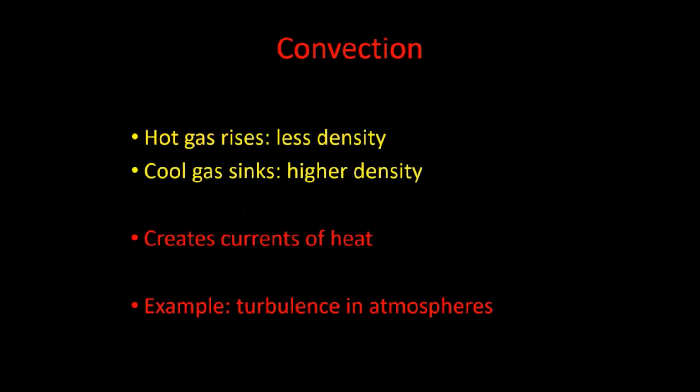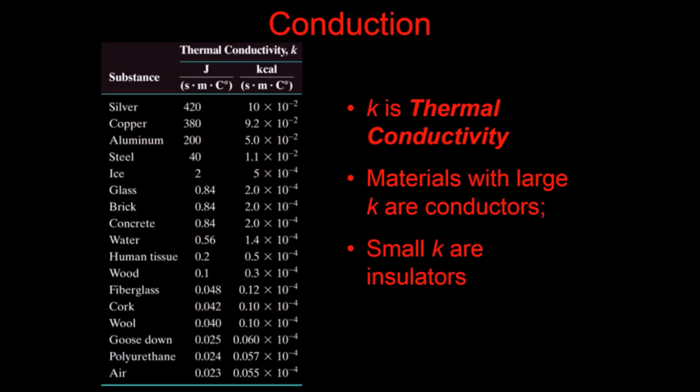So in convection, we require hot gas to rise, which is less dense, and cool gas to sink, which is higher density. And that creates our heat currents, so things such as turbulence in atmospheres. In conduction, we require a solid body where the particles are moving around with greater and greater speed.